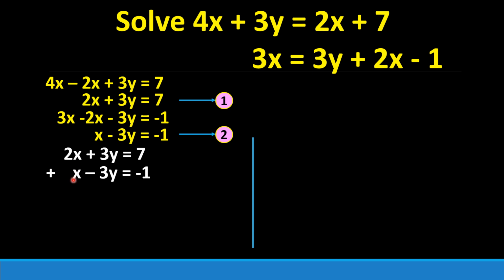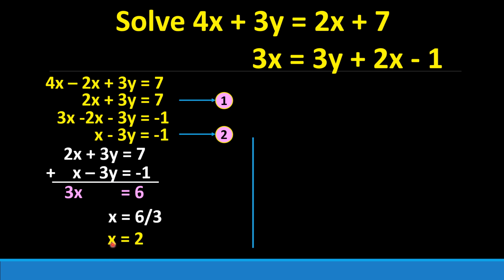There we were subtracting the second equation from the first equation, but here we are going to add. Let us see what happens when we add. 2x plus x is 3x and 3y plus minus 3y will be just 3y minus 3y, that is 0. So it is eliminated. 3x is equal to 6. So x is equal to 6 divided by 3. Hence x is equal to 2. So we got the value of x.